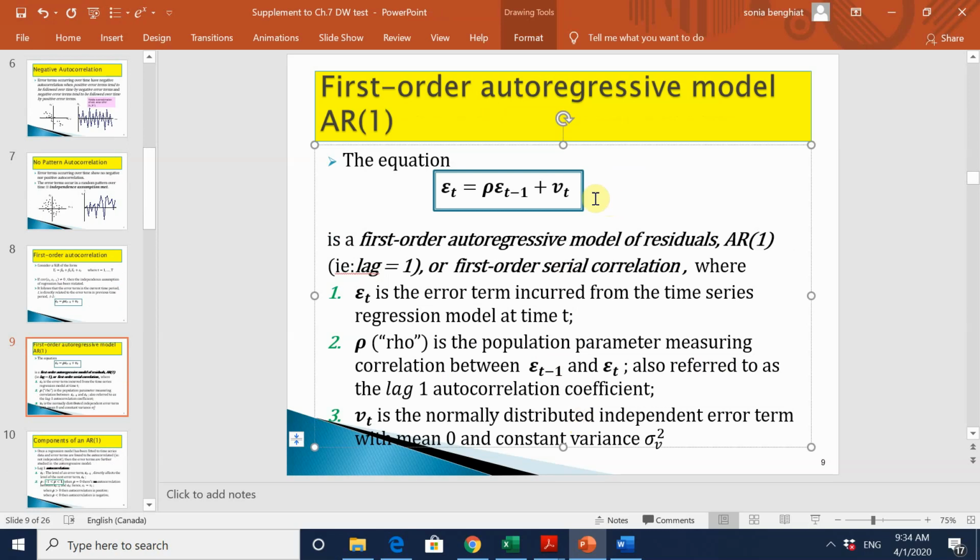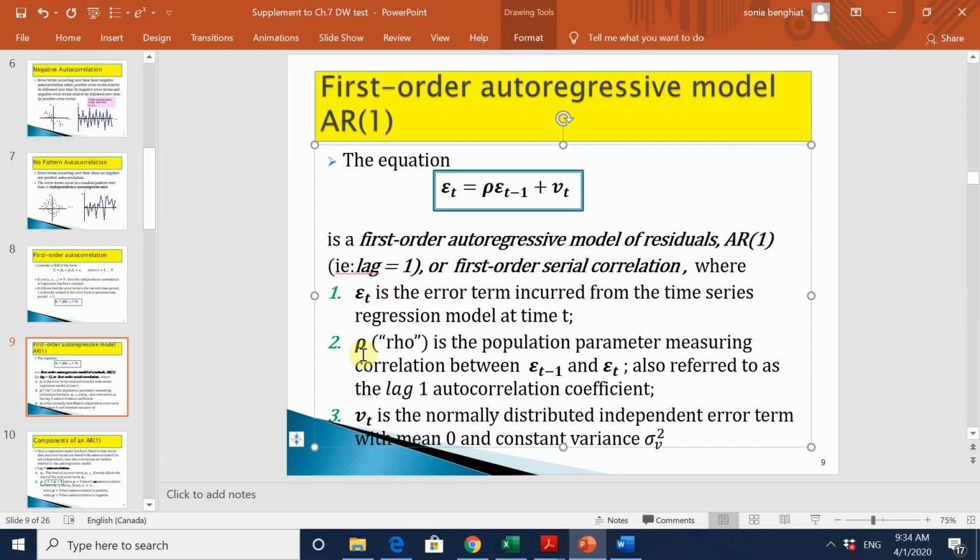So more on this equation right here, in fact, this linear equation here can be considered as a first order autoregressive model equation. Hence, it is an AR1 process. Okay, and what it is doing is regressing the error term on itself. So autoregressive, a model of residuals. It is also called the first order serial correlation. Okay, because here we are talking about the error terms.